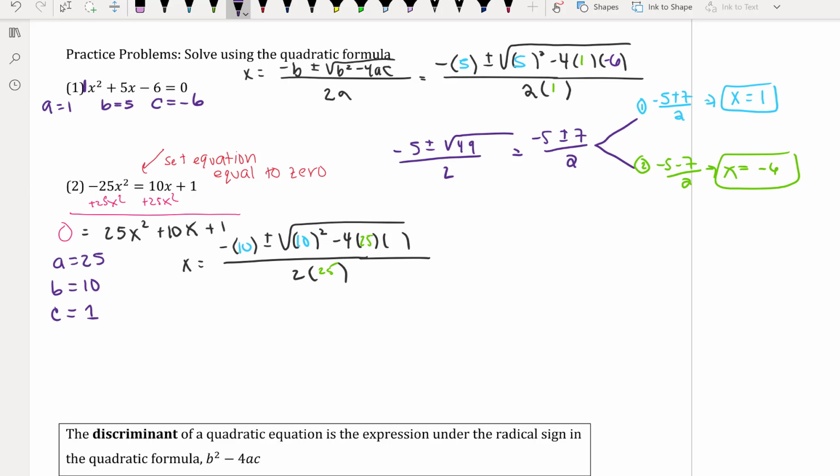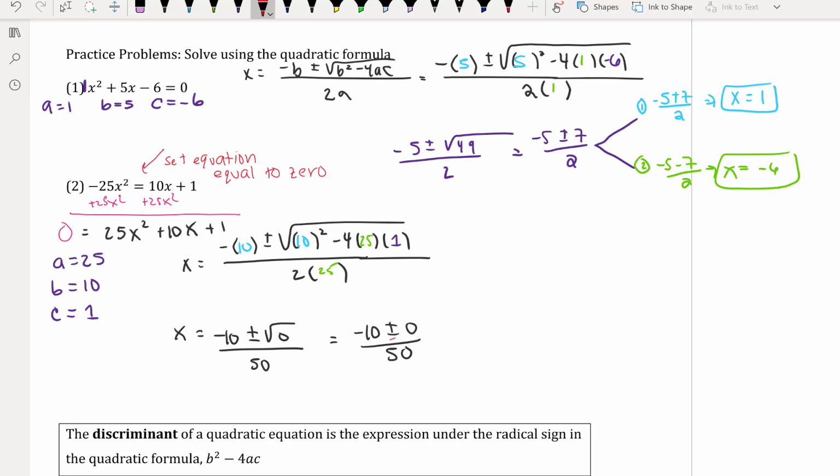And of course that c value there is 1. So I'm going to have that x is equal to a negative 10 plus or minus, and I have 10 squared minus 4 times 25 times 1. And I get a square root of 0. And 2 times 25 gives me a positive 50. So I have negative 10 plus or minus 0 over 50.